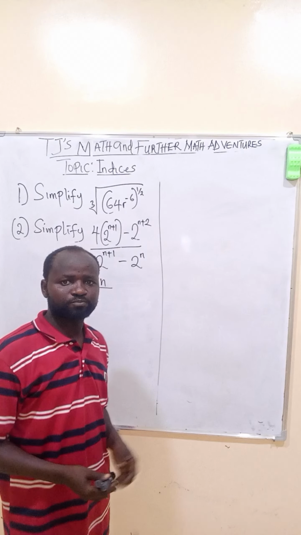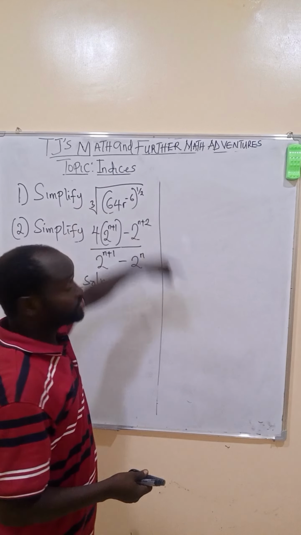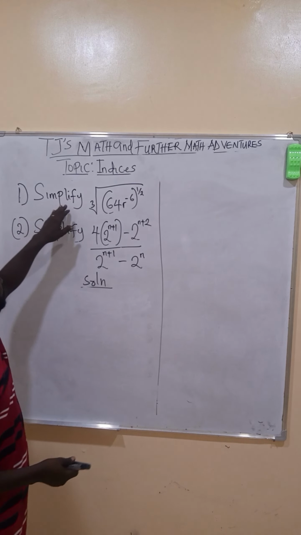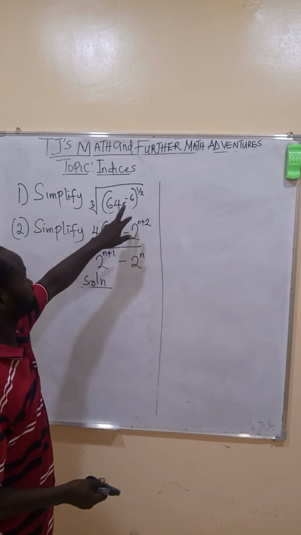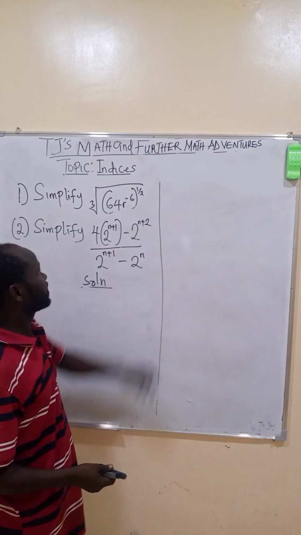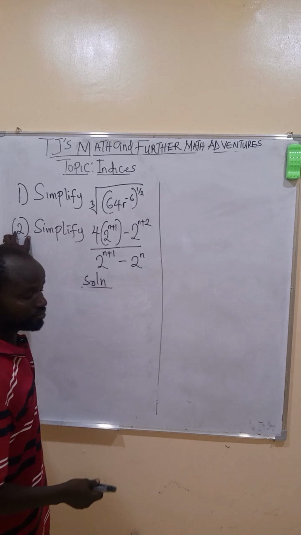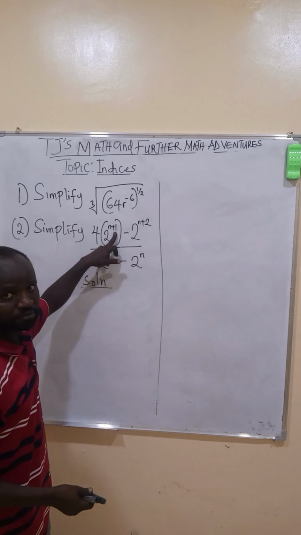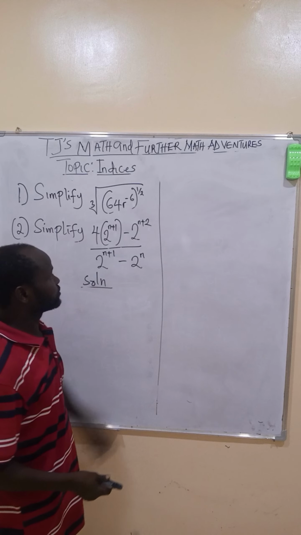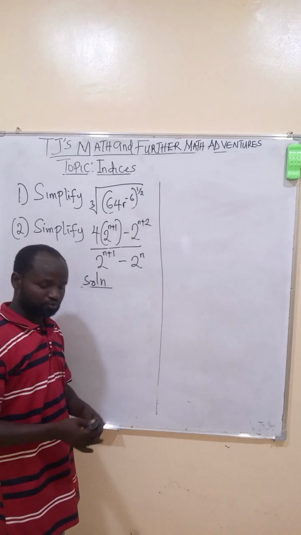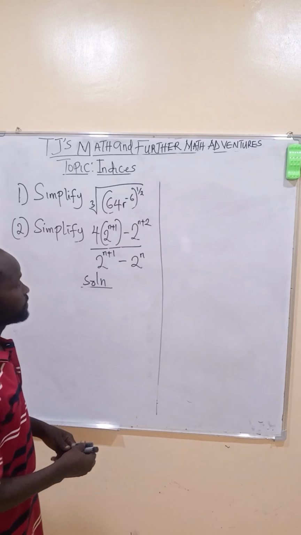We'll continue with our topic in indices. So we have two questions on the board. The first one: simplify the cube root of 64r power minus 6, all in power half. The second question: we have to simplify 4 into 2 power n plus 1, minus 2 power n plus 2, divided by 2 power n plus 1 minus 2 power n.